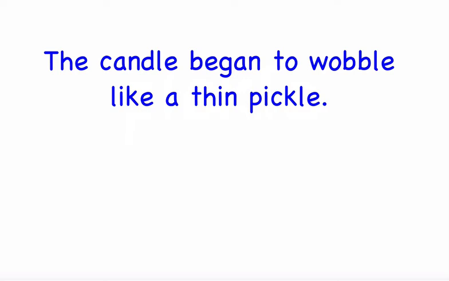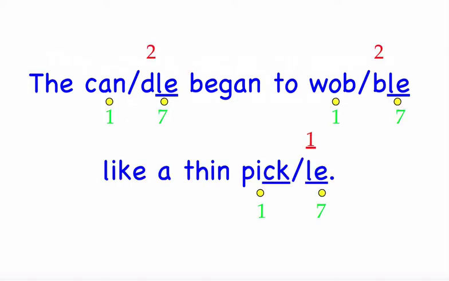Mark the words. The candle began to wobble like a thin pickle. In the word pickle, we have 1 underlined above the word. That's syllable rule 1 is in effect, but we have an exception here.